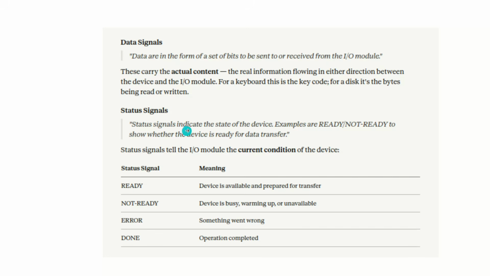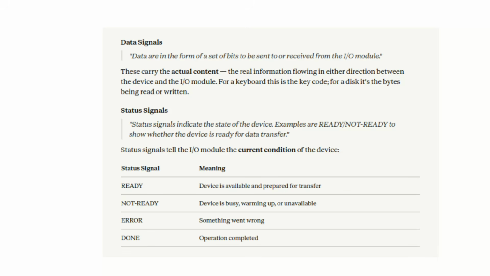The status signal indicates the state of the device, in which state it is, whether it is in a ready state or not ready. Sometimes the device would be busy with some other thing, so for doing that particular task, the device would not be ready. So this status signal says what the current state of the device is, whether it is ready or not ready.